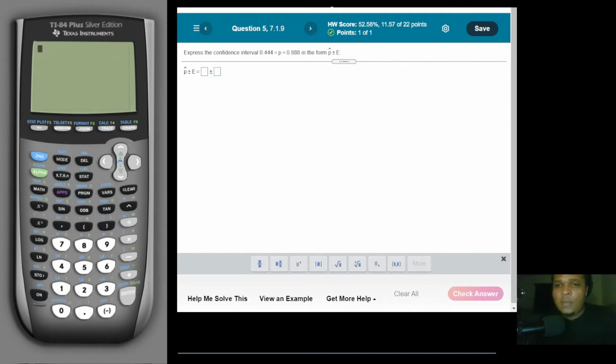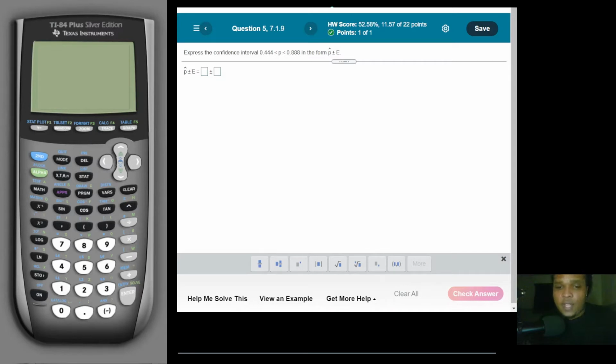Okay, so how about we finish the rest of 7.1's assignments, right? Wouldn't that be nice? All right, let's take a look at this one. It says express the confidence interval P is in between 0.444 and 0.888, and we want to write it in the form of P hat plus or minus E. So we're going to need your P hat, we're going to need our E.